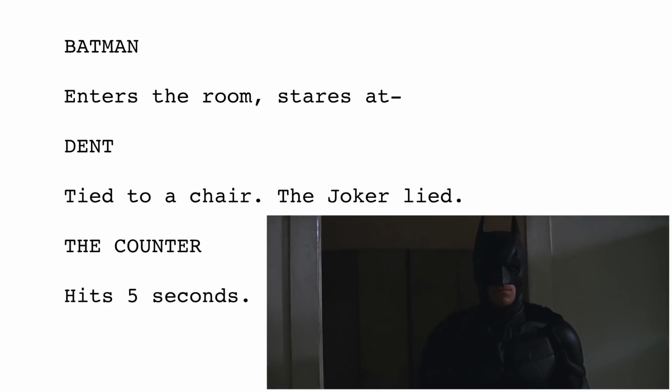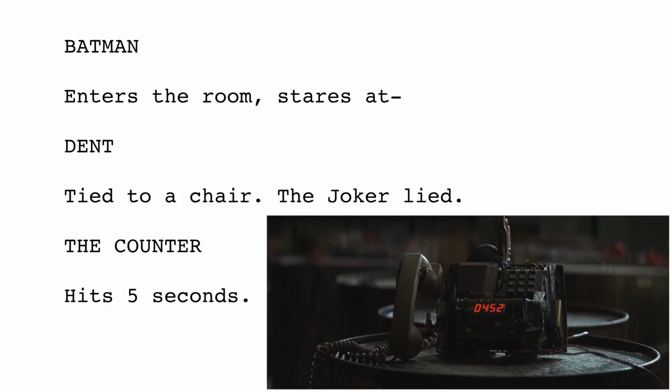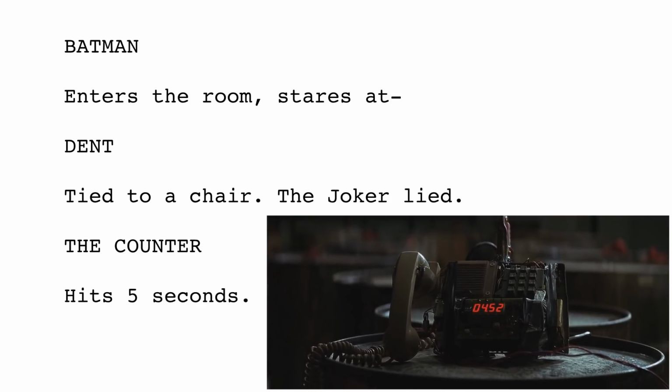We wouldn't want to make things too easy now, would we? And you're a little worried that the reader will get lost, and you want to really strongly indicate when the camera is moving to a different shot. You could use some slug-liney shot kind of things, and it could look like this. Batman enters the room, stares at Dent, tied to a chair. The Joker lied. The counter hits 5 seconds. Now that example's weird because that wasn't complex enough to justify that.